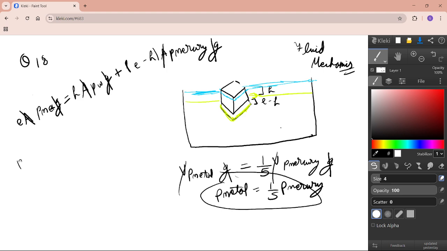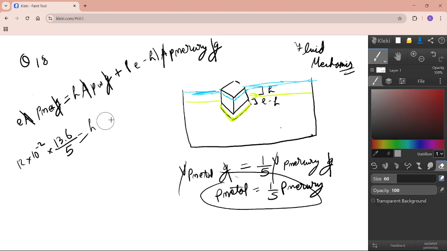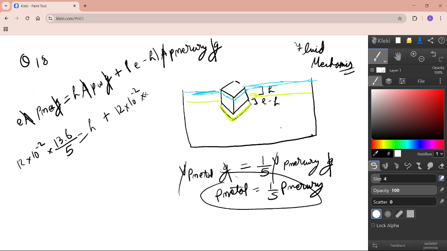So the edge is given as 12 into 10 to the power minus 2, if I'm not wrong. The density of metal is one-fifth of mercury. Mercury is given as 13.6 into 10 to the power 3, but that 10 to the power 3 will get cut. So it's just h, plus, then use the distributive property. And mercury, we know that it's 13.6, minus h, 13.6.